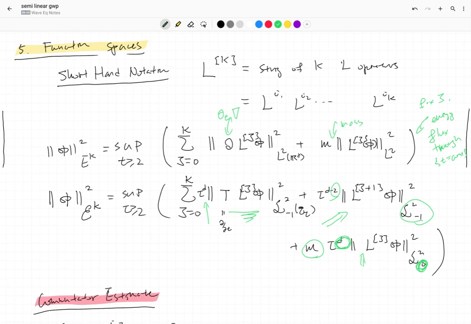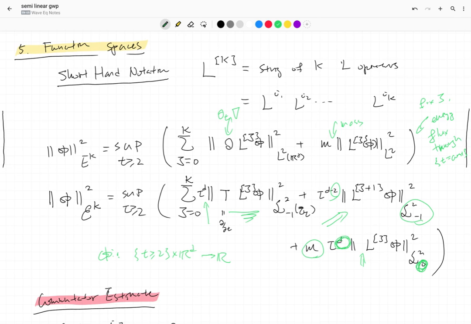Here we should think about phi as functions. All these functions phi you should think of as functions defined on t bigger than or equal to 2 cross R^d. Okay, this is what we're going to be doing. Good, so these are our function spaces.